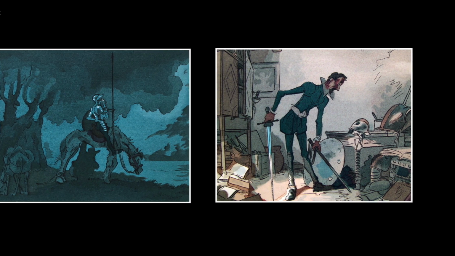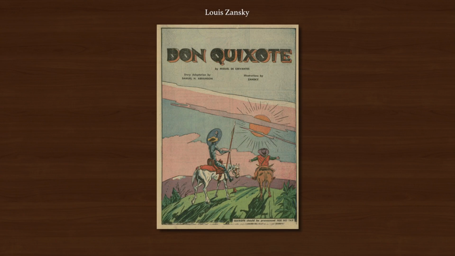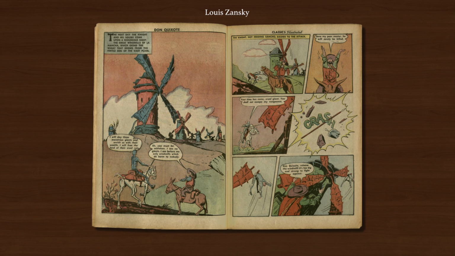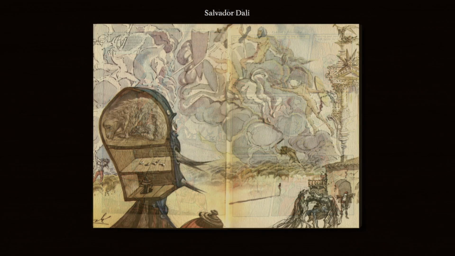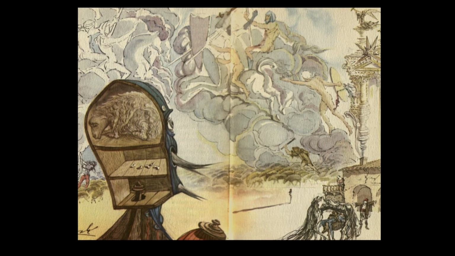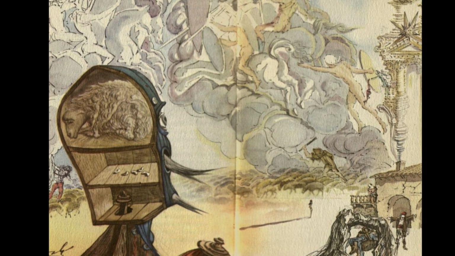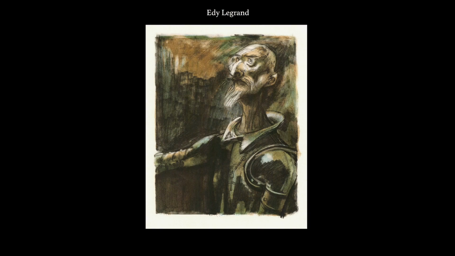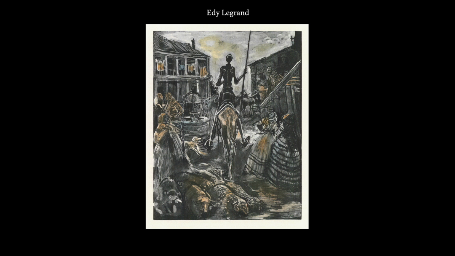And in the following year, two wildly different interpretations demonstrating the enduring appeal of the story were published. In America, a condensed comic book version was created by the obviously talented but obscure Louis Zansky. And at the other end of the cultural spectrum, the artist Salvador Dali produced a typically disturbing series of surreal lithographs and etchings. In 1950, French illustrator Eddy Legrand created one of the most compelling and personal interpretations for a limited edition published by Heritage Press.